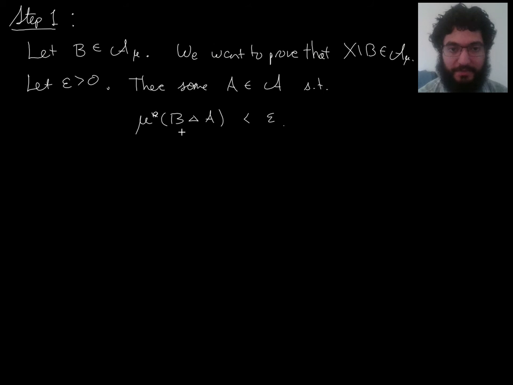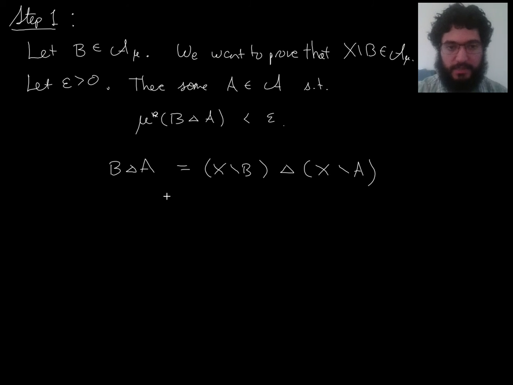Now, I guess it's intuitive to think that if B differs from A by something of outer measure less than epsilon, then maybe the complement of B will differ from the complement of A by something small. And in fact, what we want works at the level of set theory. B symmetric difference A is actually the same as the complement of B symmetric difference the complement of A. So this is just always true set theoretically, assuming A and B are subsets of X.